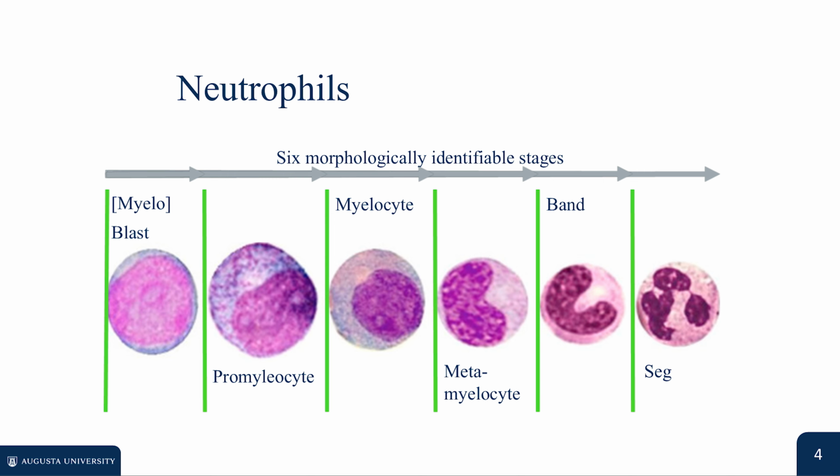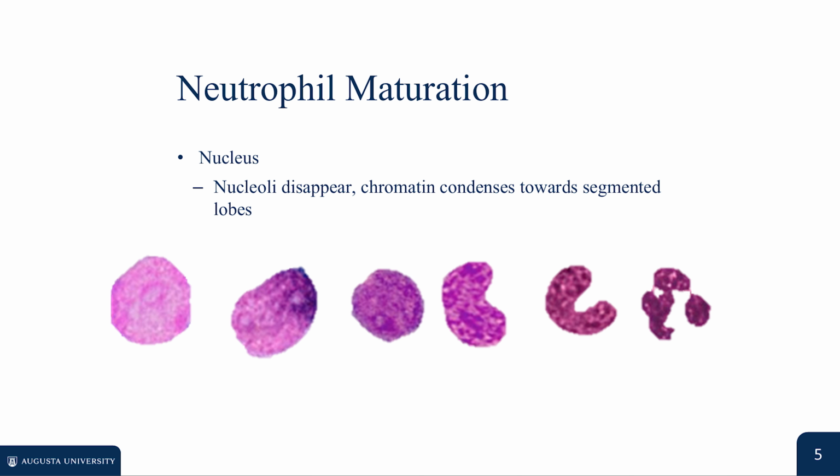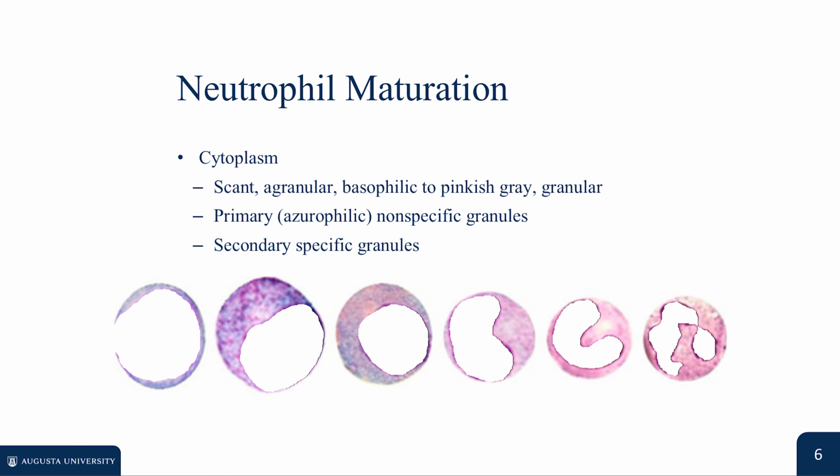Overall, cell size decreases, and the nuclear to cytoplasmic ratio changes dramatically from very high to low. As the nucleus matures, nucleoli disappear and fine, lacy chromatin condenses into coarse, heavily clumped segments. In the cytoplasm, the background color transitions from deep basophilic blue to a neutral pinkish-tan color.